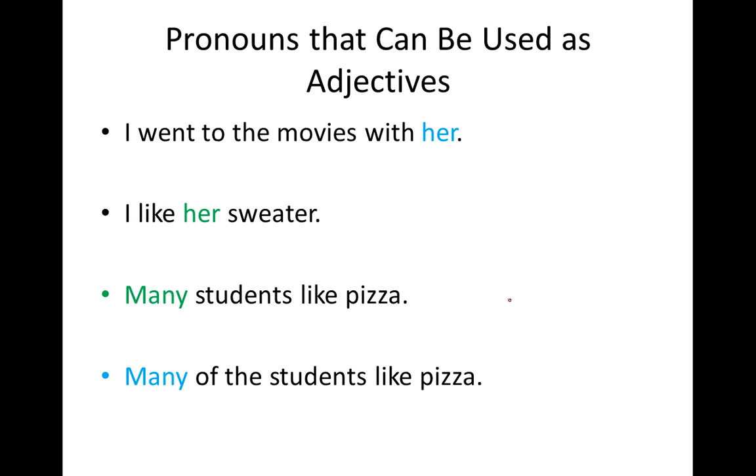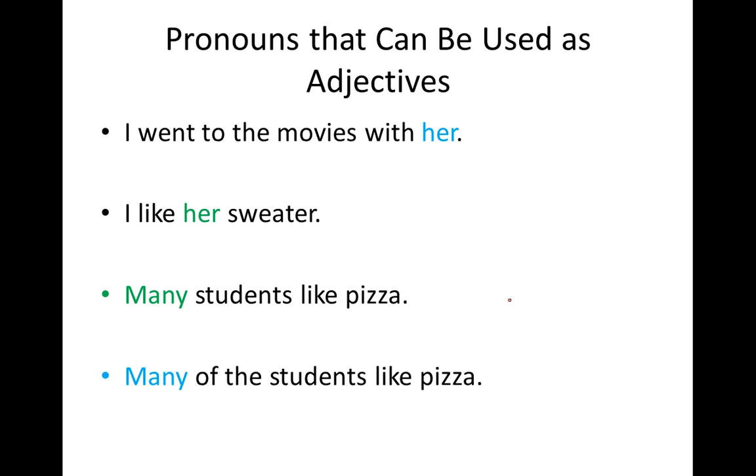Now, we'll examine adjectives versus pronouns. Please review and learn the list of pronouns. Keep in mind that many of the pronouns on this list can be used as adjectives. Remember that pronouns stand by themselves, whereas adjectives need to describe nouns or pronouns. In other words, if a word is used as a pronoun, it can't describe a noun.